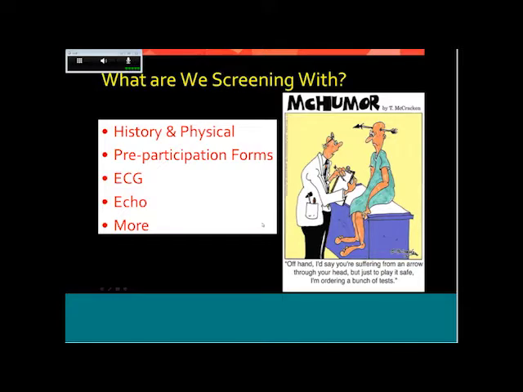What are we screening with? We're mainly screening with the history and physical. There are some helpful pre-participation forms for you to use in primary care offices, and then if they come to us, or even if they don't come to us, sometimes people use ECGs, electrocardiograms, and more to try to identify these patients who are vulnerable before diagnosis. Here's one example of a pre-participation form.